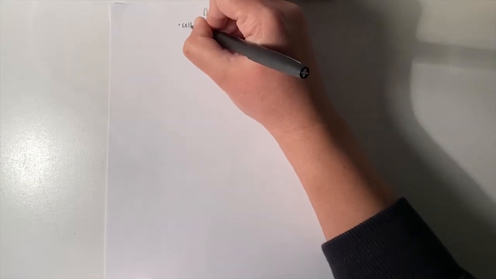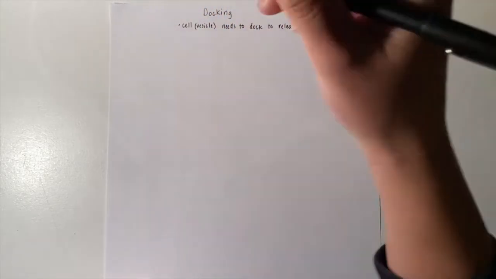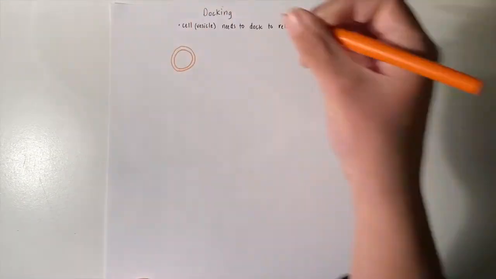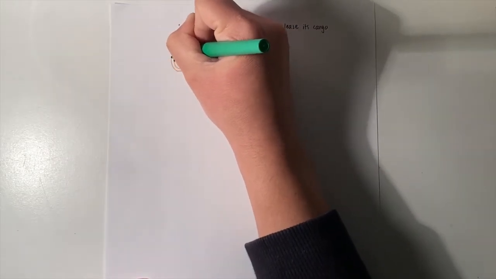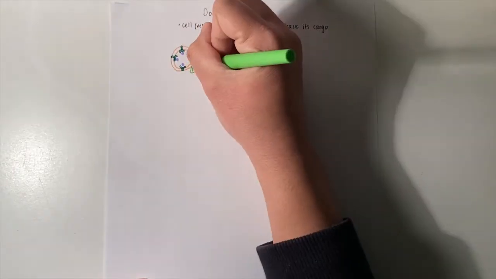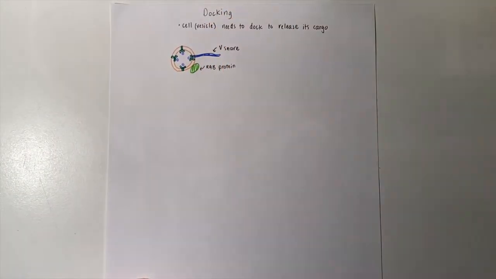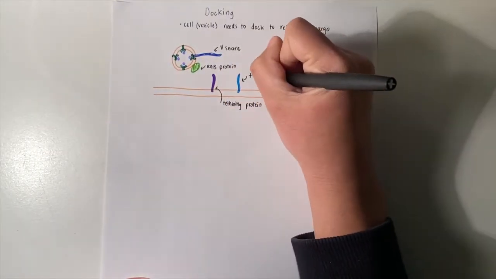Docking occurs after vesicle formation. This is when the cell needs to find a way to its destination with its contents. On the surface of the vesicle are membrane proteins called Rab proteins, as well as a V-snare. The Rab proteins give clues to the cell about the vesicle's origin and what it is carrying. The target membrane has tethering proteins and a T-snare.